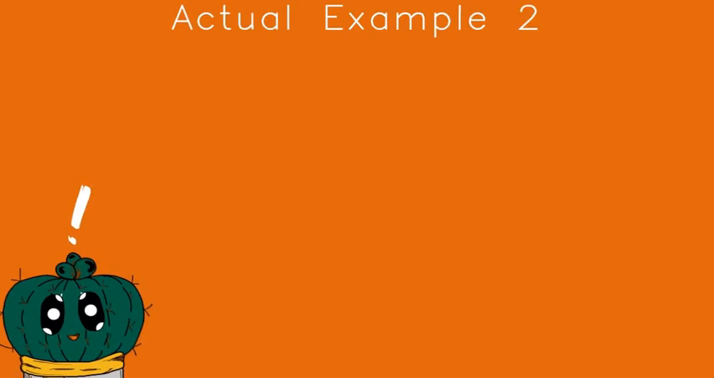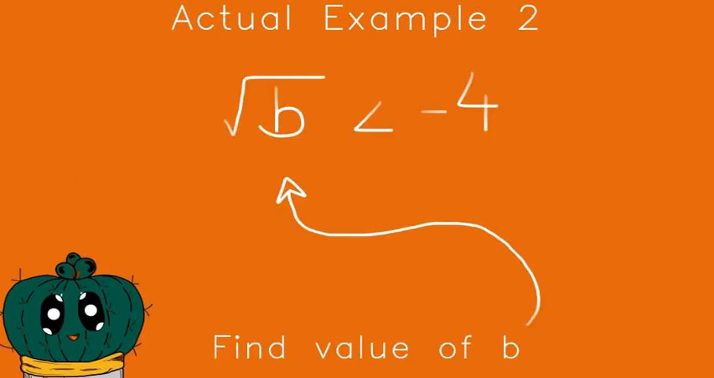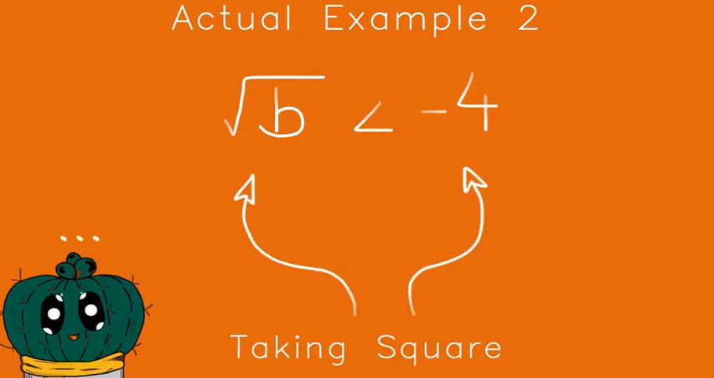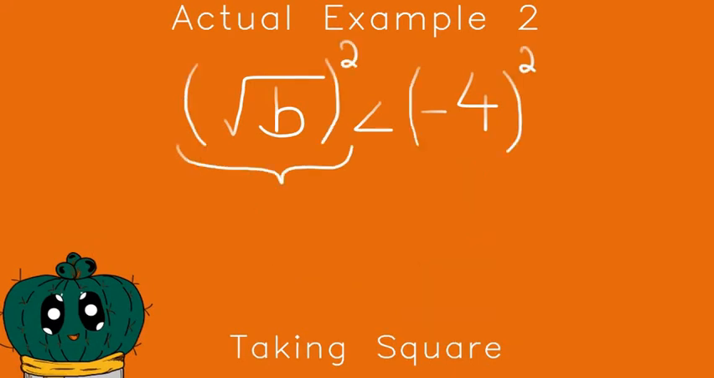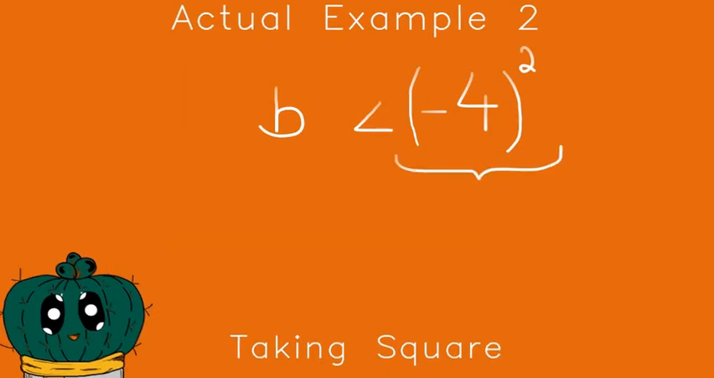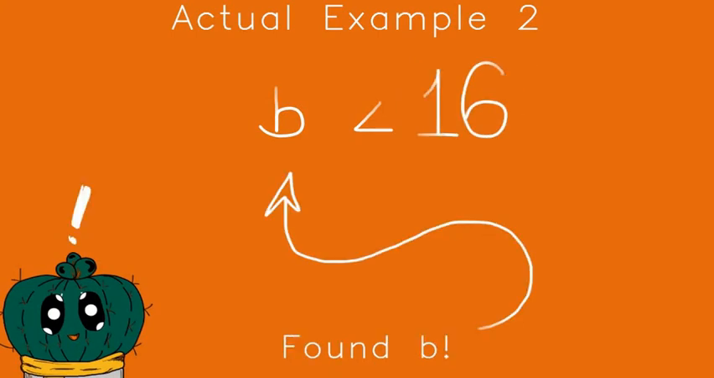Let's take another example. Let's say you're given the following: square root of b is less than -4. We have -4 on the right hand side, but that doesn't affect what we're going to do. Again, we want to get rid of the square root, so we can take the squares on both sides. On the left hand side, the square root and the square cancel out, and on the right hand side, -4 times -4 gives us a positive 16.